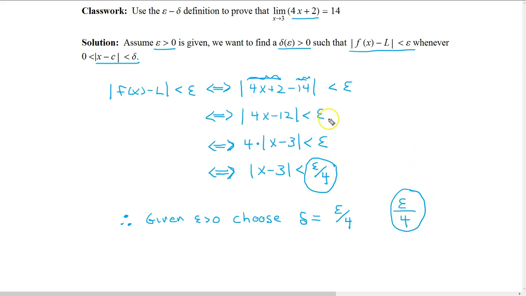All right, so that concludes our introduction to the epsilon-delta proofs for linear functions. And in upcoming videos, we'll look at the epsilon-delta proofs for quadratic functions, which are a little bit trickier.